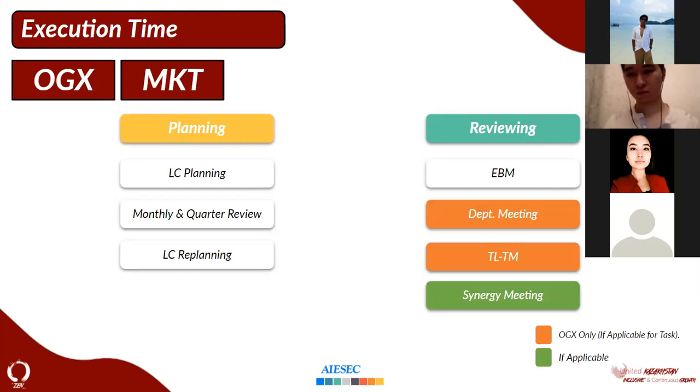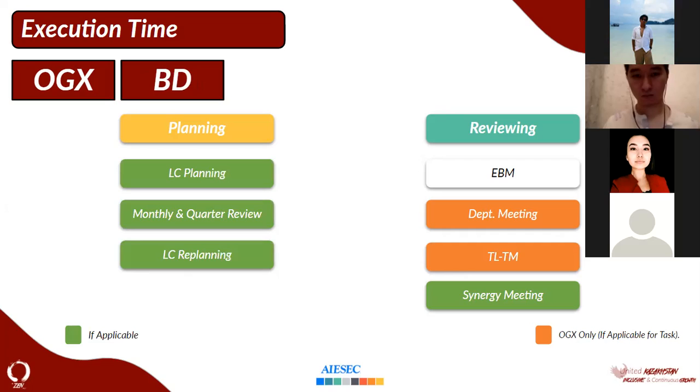And then for MKT, it's LC planning, then monthly quarter review, and then LC replanning. For reviewing, EBM, department meeting, TLTM, and also synergy meeting. The department meeting and TLTM for OGX and MKT is for OGX only, if applicable for tasks. So for example, with OGX and MKT, maybe lead nurturing, like blasting emails. You need to think about what kind of tasks the OGX can deliver. That depends on the synergy that needs to happen with MSS.